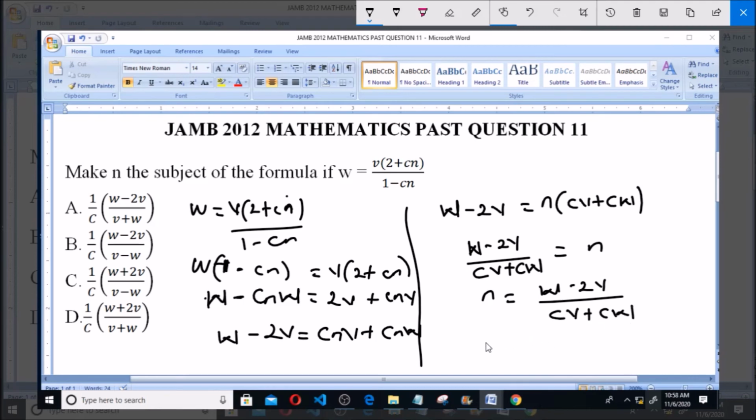Now this is the same thing as saying n is equal to w minus 2v into c, that's all over c into v plus w, and this is equal to 1 over c multiplied by w minus 2v all over v plus w. And looking at this, option A is the correct answer to this question.